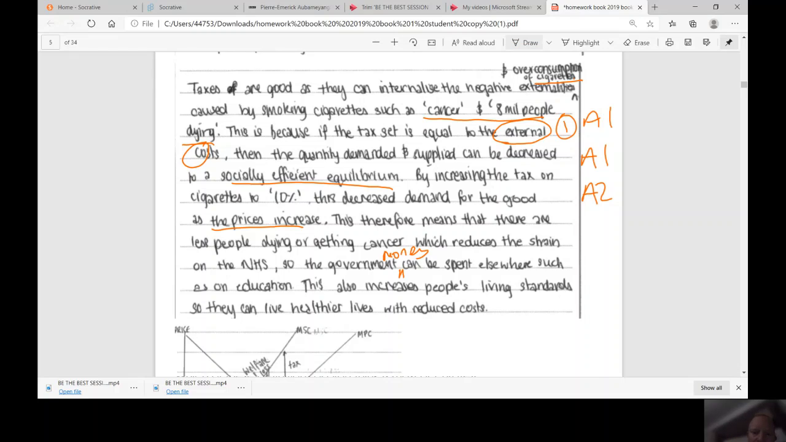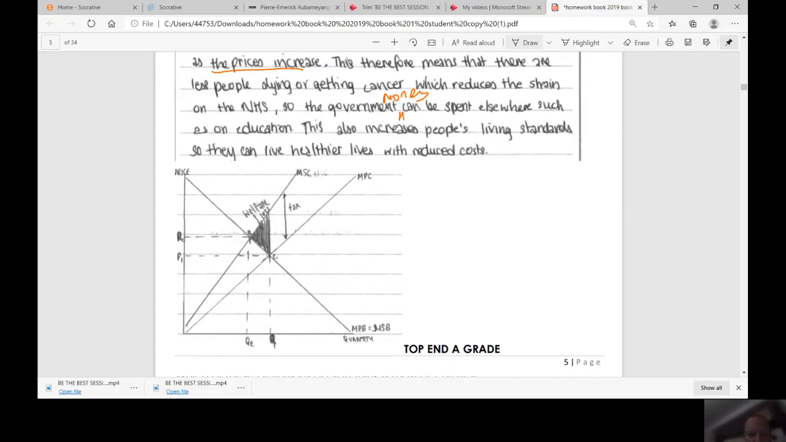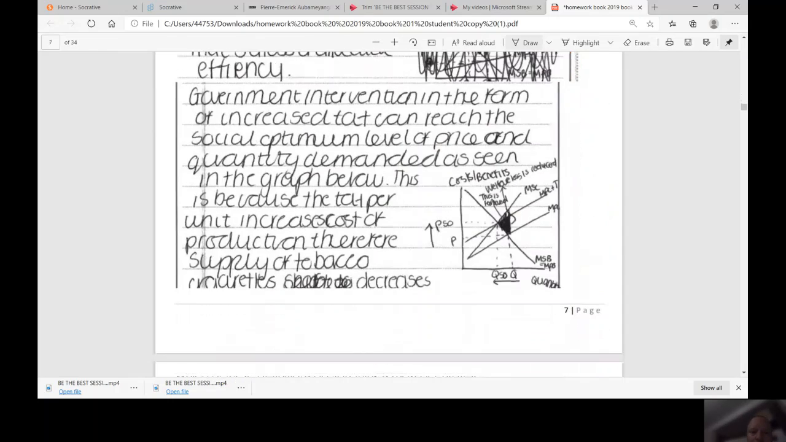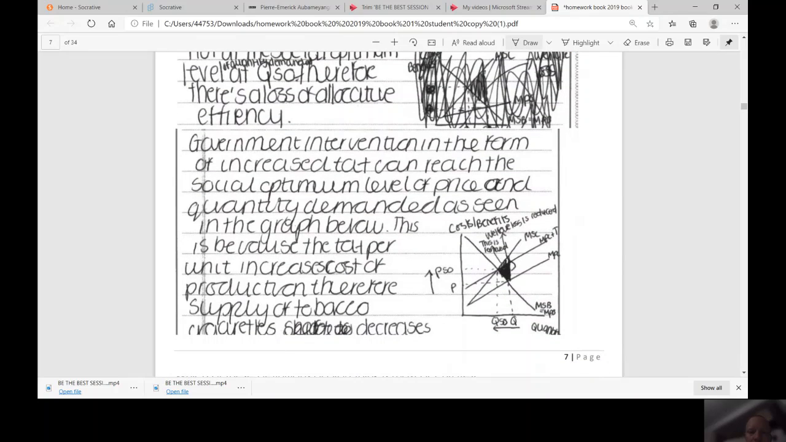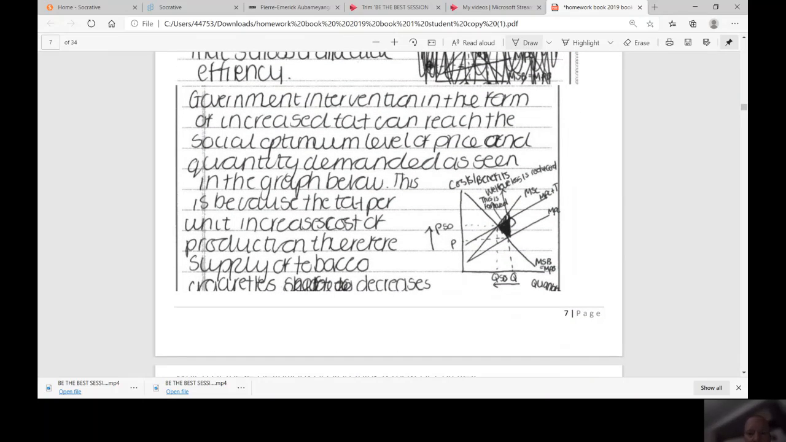Now, just looking down under that analysis, you've got a very accurate graph there, and we've got a line that shows the tax being paid. However, we've got lots of points on the graph here. We've got price, we've got quantities, and none of those are used in the analysis. And it doesn't show the effect the tax has, or develop the effect the tax has on the market. So if we look down at the second question here, the government increased tax could reach the social optimal level of price and quantity demanded as seen in the graph.